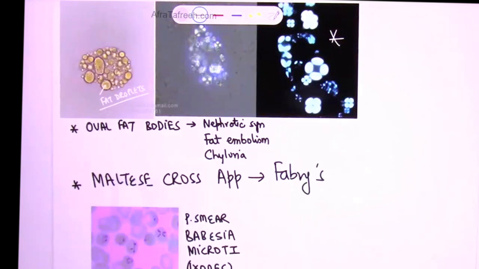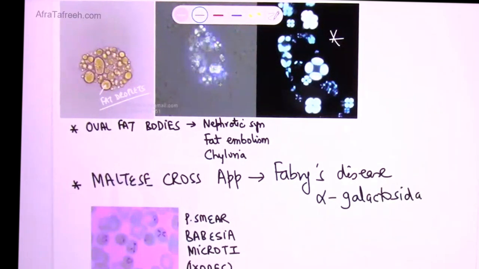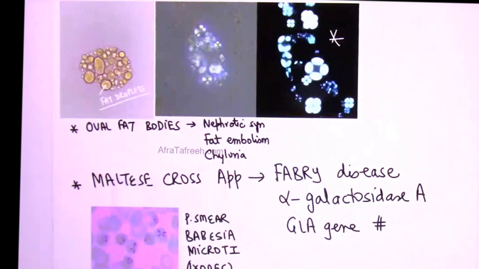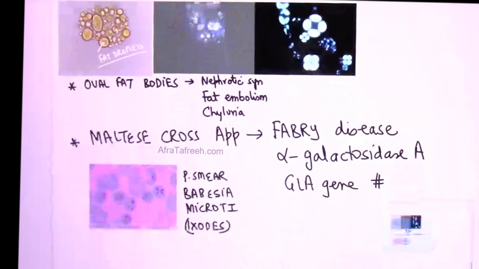This would be a lysosomal storage disorder related to a defective enzyme called alpha galactosidase. The gene involved in this condition would be called the GLA gene. You can skip the gene part, but at least remember that Maltese cross appearance is asked a total of 3 times.